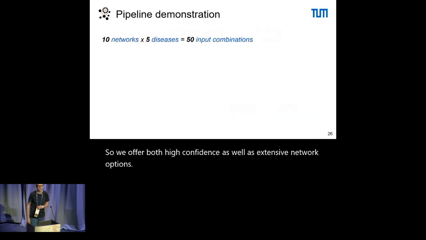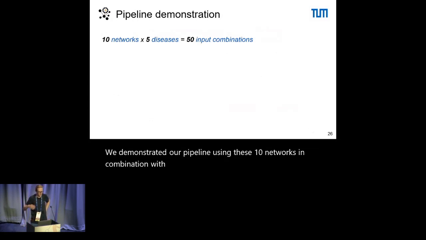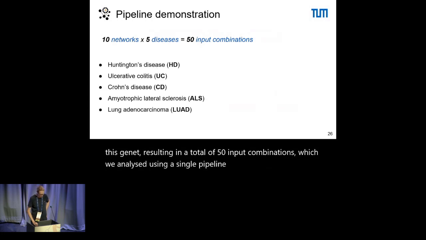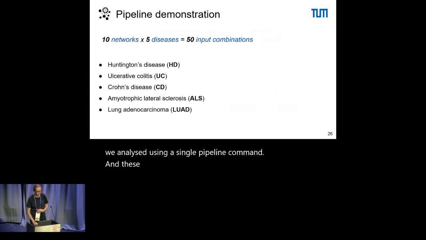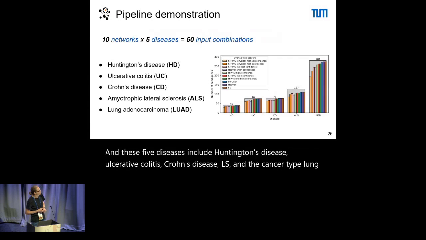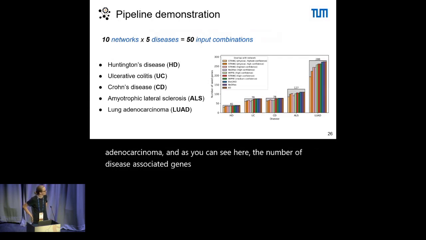We demonstrated our pipeline using these 10 networks in combination with 5 seed sets for 5 diseases obtained via DisGeNET, resulting in a total of 50 input combinations, which we analyzed using a single pipeline command. And these 5 diseases include Huntington's disease, ulcerative colitis, Crohn's disease, ALS, and the cancer type lung adenocarcinoma. And as you can see here, the number of disease-associated genes varies per disease, ranging from 40 to up to 280.